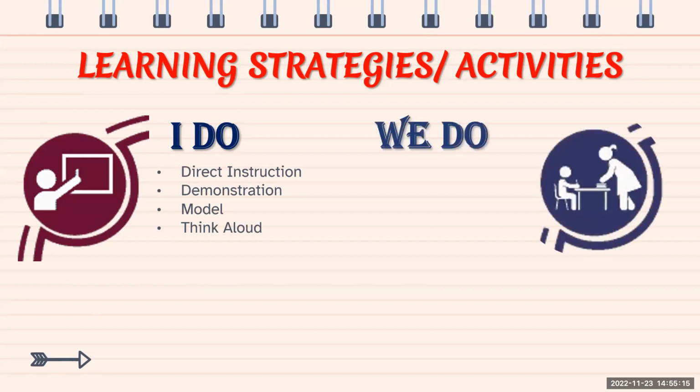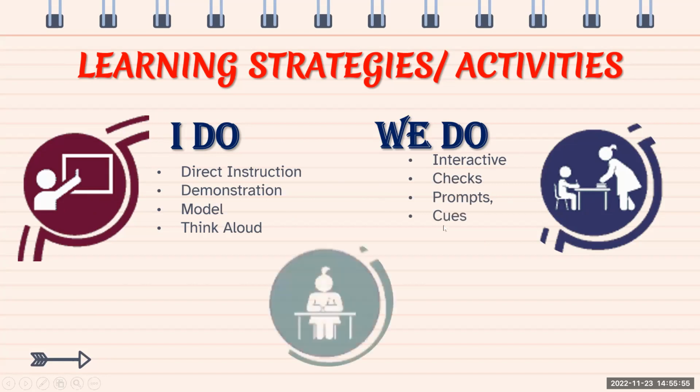And we use another strategy, that is "we do." In "I do," the teacher alone is important, where he does something. In the "we do" part, the teacher helps the student to work. Actually, teaching happens in "I do," but in "we do," practice starts. With the help of the teacher, the student starts practicing what he has learned. So there is interaction. There will be some checks. The teacher checks whether he's doing it correctly or not. The teacher prompts him to do certain things, to say certain things. And finally, he gives cues to help.